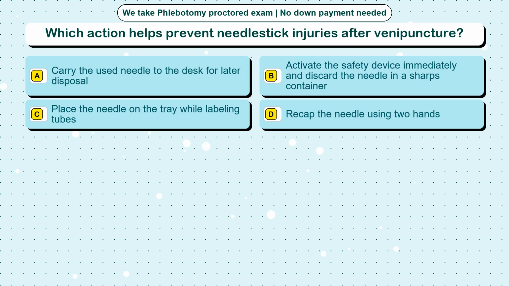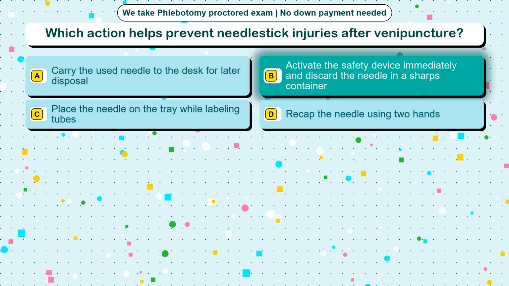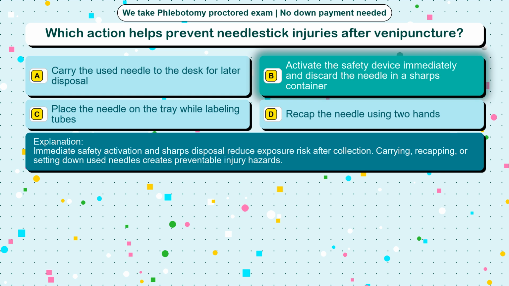Question 30. Which action helps prevent needle stick injuries after venipuncture? Option A, carry the used needle to the desk for later disposal. Option B, activate the safety device immediately and discard the needle in a sharps container. Option C, place the needle on the tray while labeling tubes. Option D, recap the needle using 2 hands. The correct answer is option B, activate the safety device immediately and discard the needle in a sharps container. Immediate safety activation and sharps disposal reduce exposure risk after collection. Carrying, recapping, or setting down used needles creates preventable injury hazards.